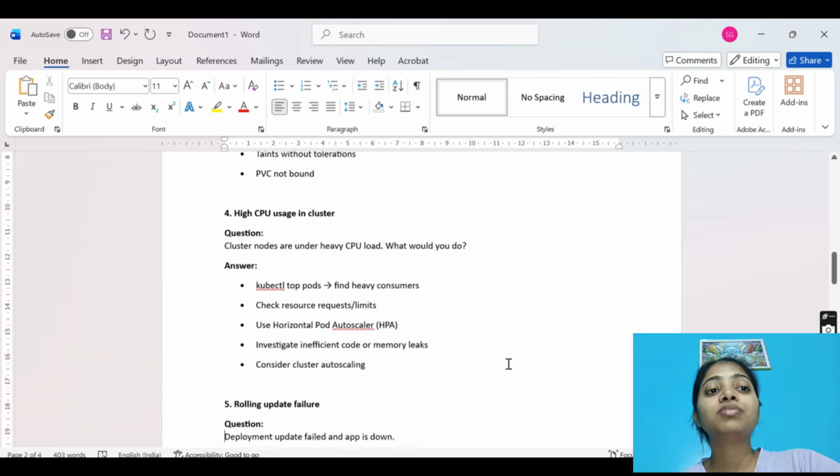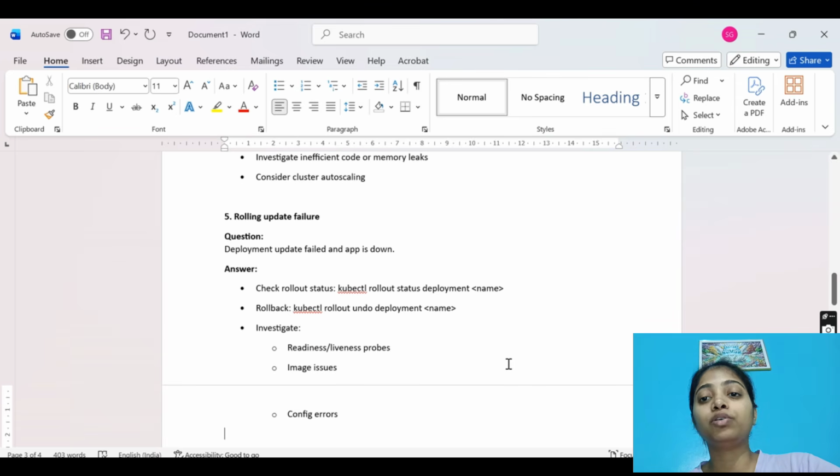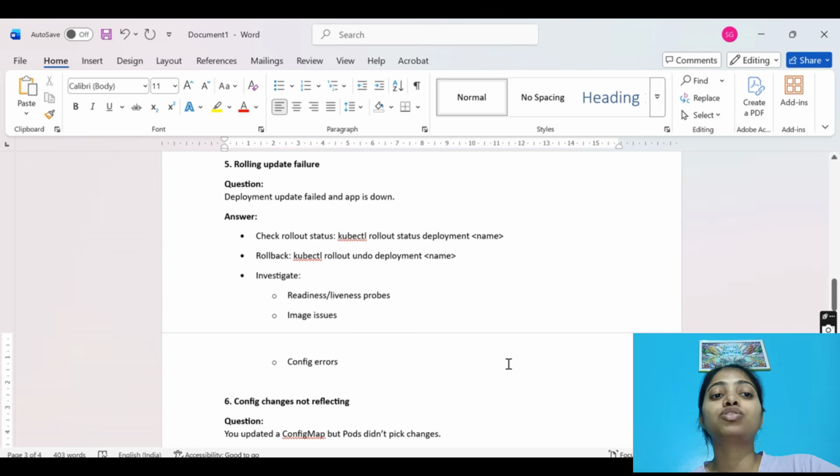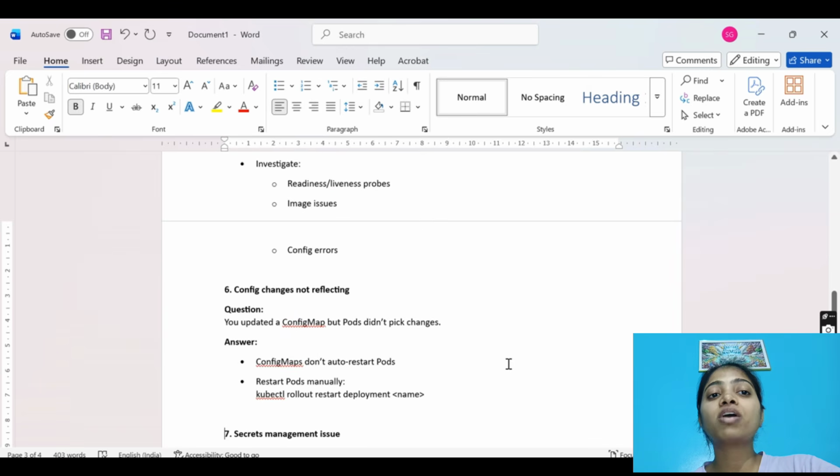Then suppose a deployment update failed and the app is down, so first of all we should check the rollout status, and we should undo it because we already have the history preserved. Then we should investigate what the issue was. It was an image issue, config errors, or readiness or liveness probe. Then the sixth is config changes not reflecting, like pods didn't pick up the changes. So ConfigMaps don't auto restart pods. So we have to restart the pod manually.